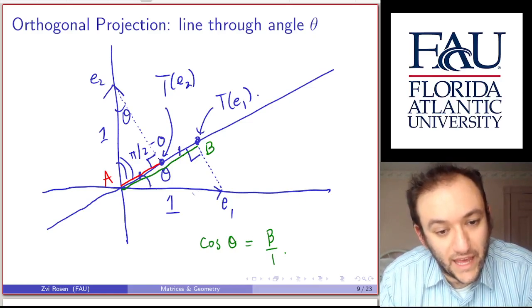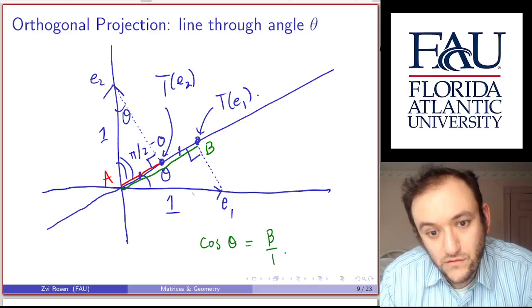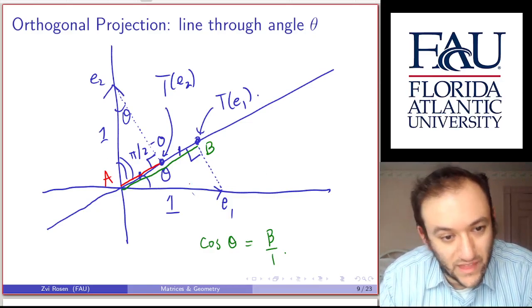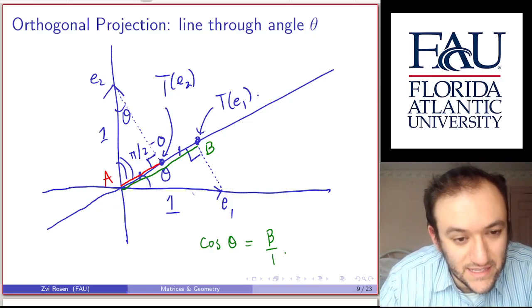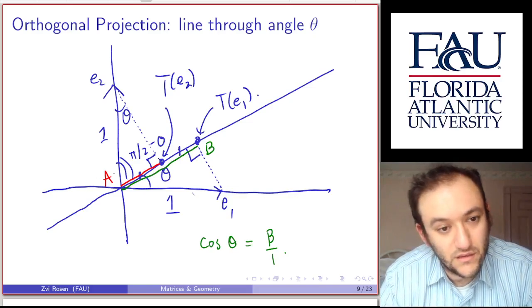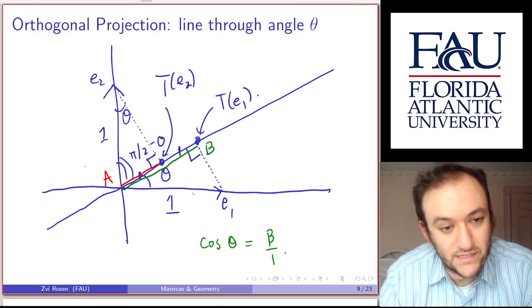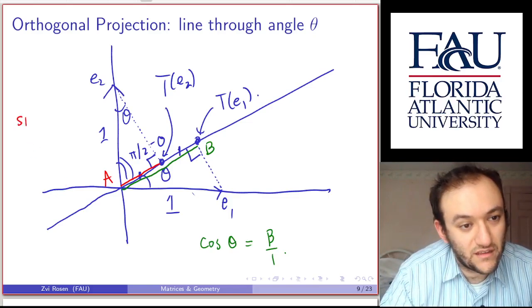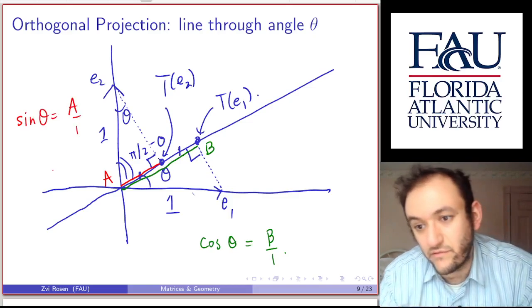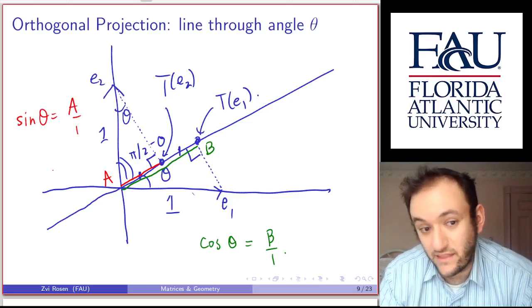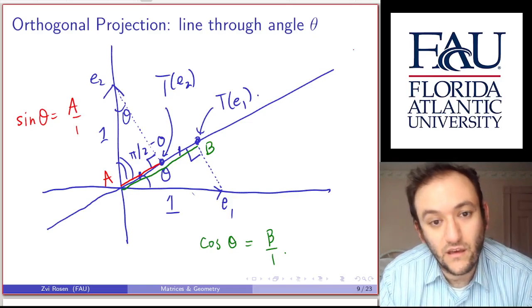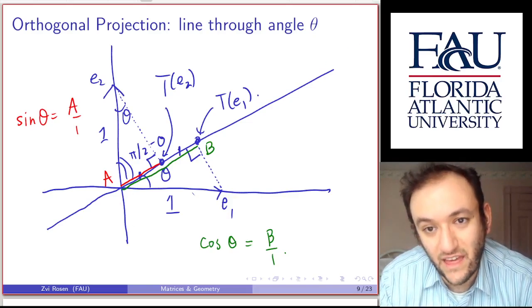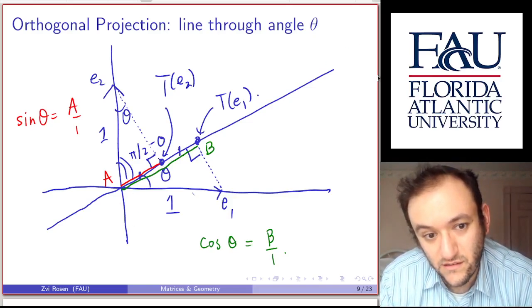How about for A? So with A and 1, relative to theta, A is the opposite side, and 1 is still the hypotenuse. So we have sine of theta equals A over 1. So now we have A is going to be sine theta. Great. Okay, well, if I know that length, how do I compute the coordinates?